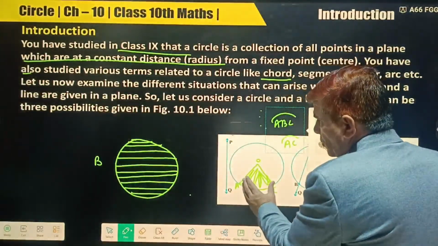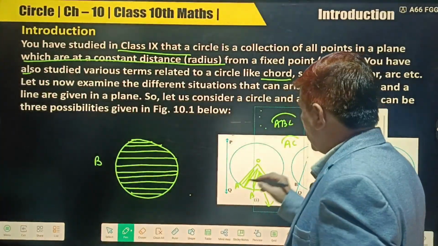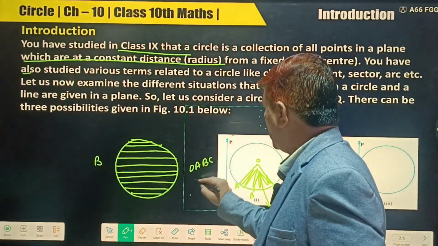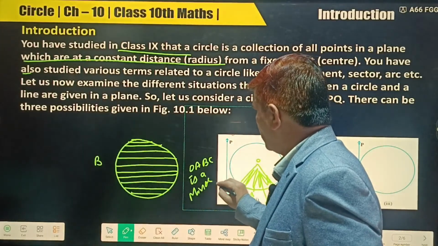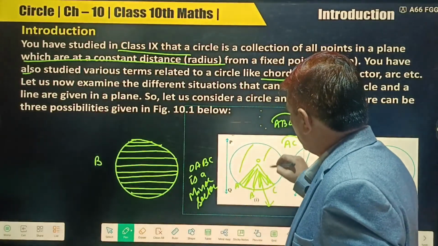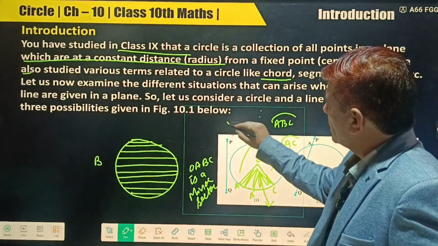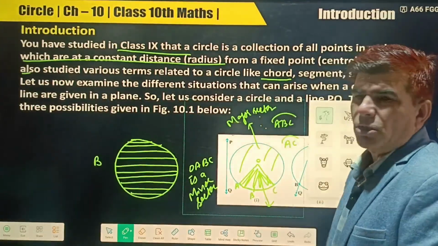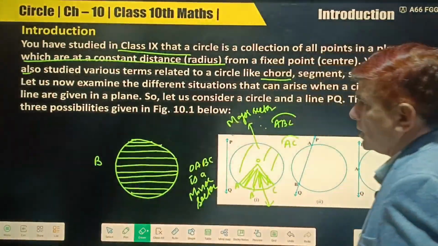But we have taken this small one, the bigger one is left. So this part is known as what? O, A, B, C is a minor sector. And the remaining part is known as the major sector. Understood? And how can we find out the area of this major sector and minor sector?